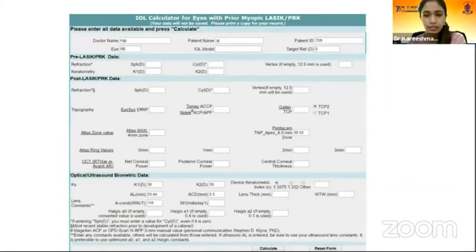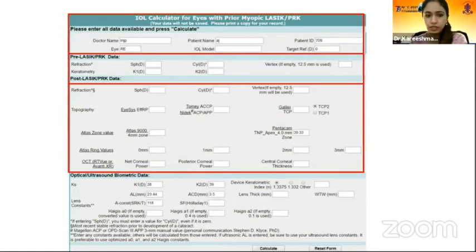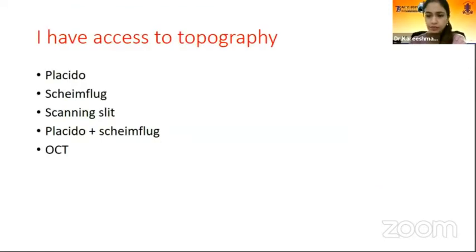So this is what the entire screen would look like for a patient of prior myopic LASIK or PRK. Initially, there's the patient data, there is pre-LASIK data. If you don't have it, you can just leave it blank. And then there is post-LASIK data, where you enter your refraction and your topography. Now here comes the importance of the topography. It does not matter which topography machine you have access to. Even if you are sending the patient elsewhere, whatever machine they have, they will have these particular displays on their machines, and you can just request them to send you that particular printout. So that is what you need to make sure is done, after which you enter your immersion biometry data.